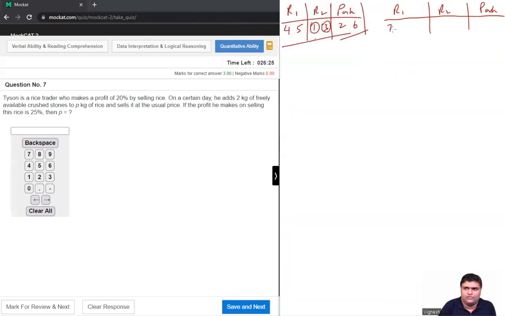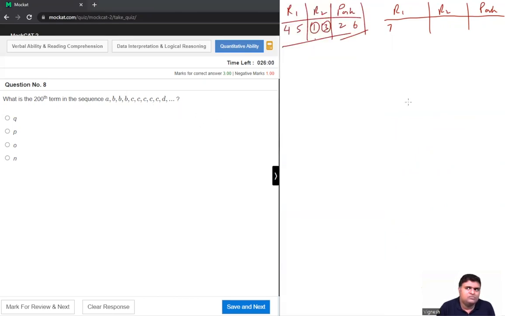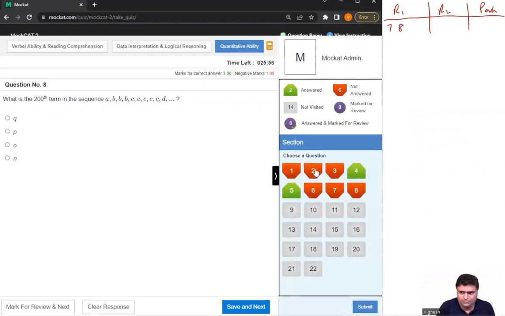Seventh one. Then eighth. 200th term. Any pattern you see? Anything which strikes? Sum of odd numbers, 1, 3, 5, 7, 9 integers. Any concept around that? N square. Looks doable. Okay, 8, then 9.